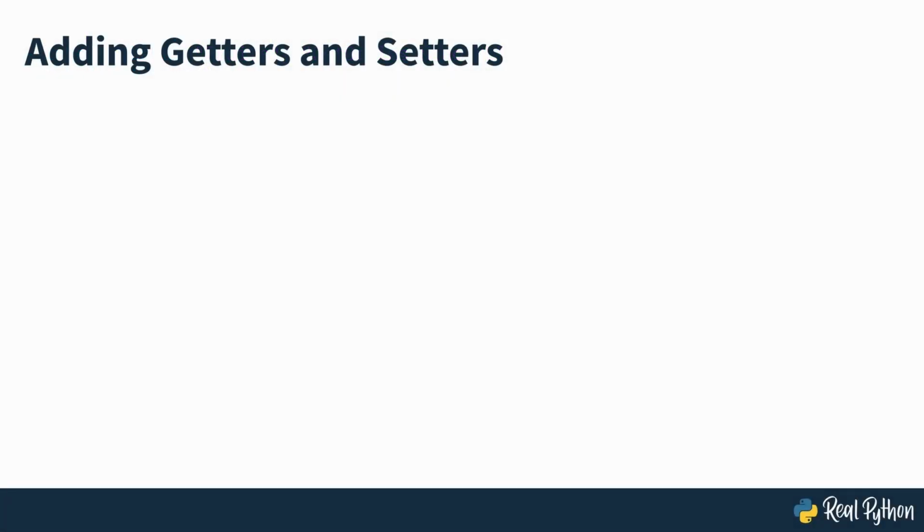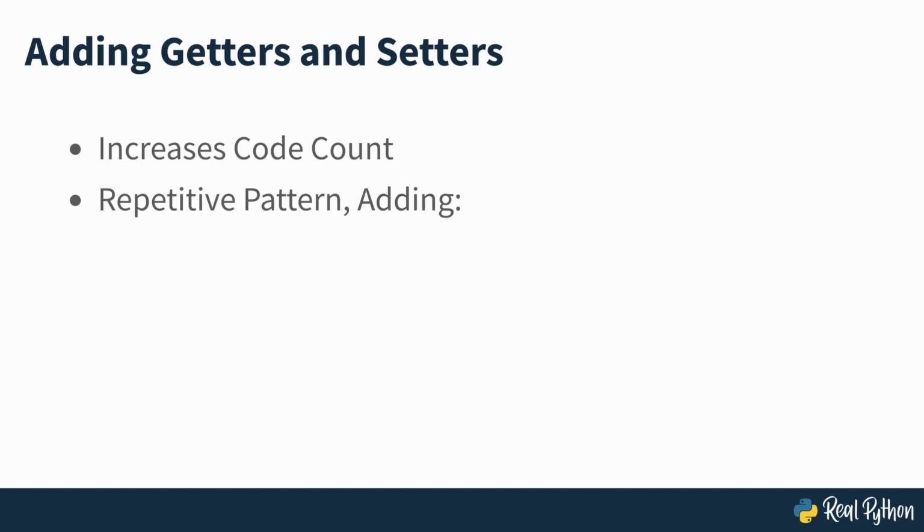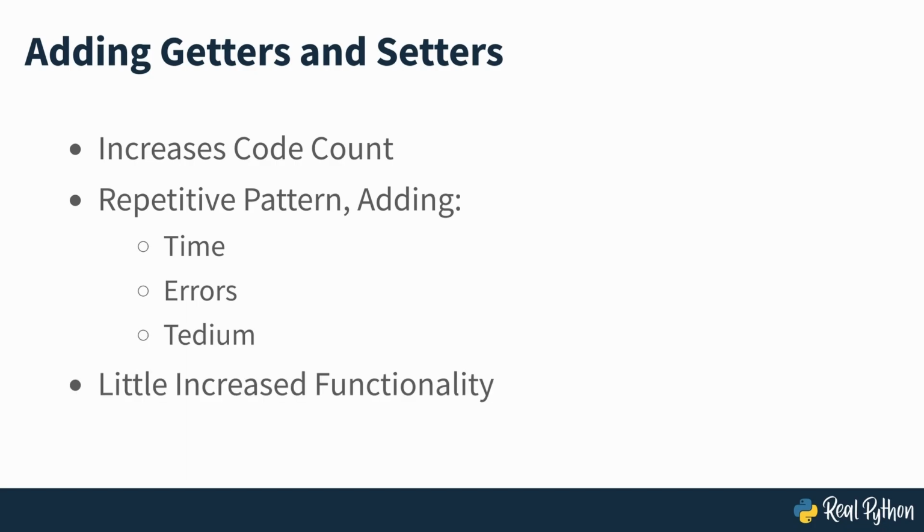Even though the getter and setter pattern is quite common in other programming languages, that is not the case in Python. Adding getter and setter methods to your classes can considerably increase the number of lines in your code. Getters and setters also follow a repetitive pattern that will require extra time to complete. This can be error-prone and tedious. You'll also find that the immediate functionality gained from all this additional code is often zero. All of this sounds like something that Python developers wouldn't want to do in their code.